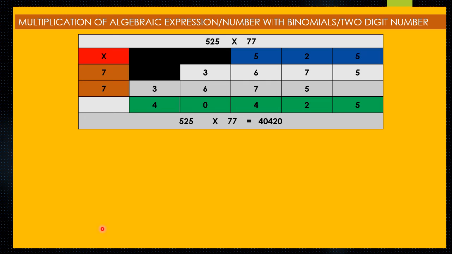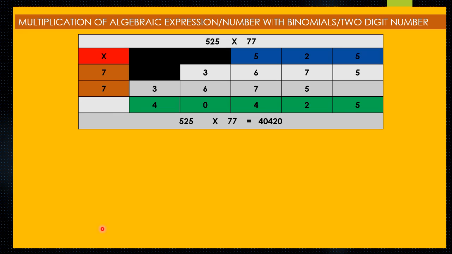Adding 6 with 7, we get 13. And adding the carrying 1, we get 14. So put 4 here and carry 1 to the next position. Adding 3 with 6, we get 9. And adding the carrying 1, we get 10. Just put 0 here and carry 1 to the next position.